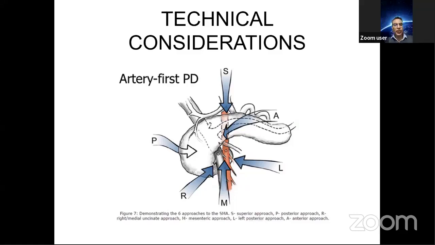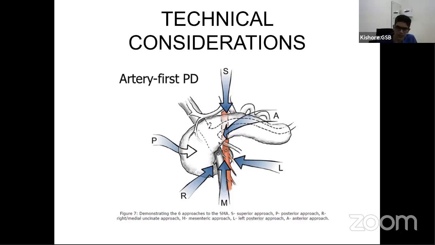Right. Dr. Kishore, what is your take on this? What's your experience on doing an artery first approach? And certainly in specific scenarios, like if you have an accessory right hepatic artery arising from an SMA, would you consider an artery first approach as a better preferred technique?